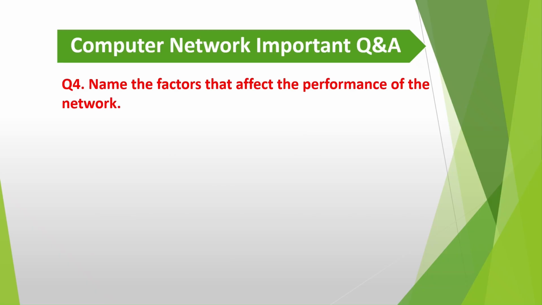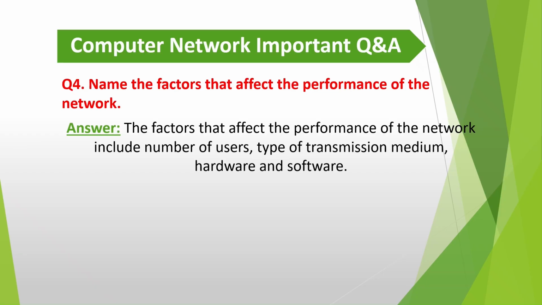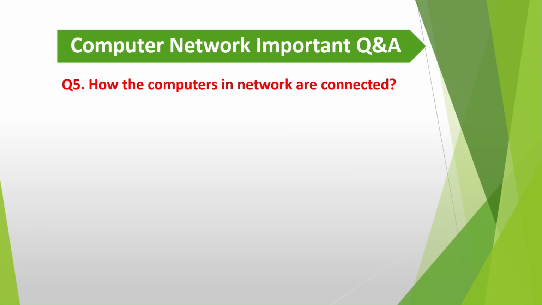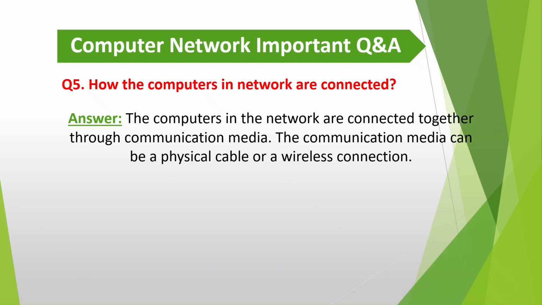Question 4. Name the factors that affect the performance of the network. Answer. The factors that affect the performance of the network include number of users, type of transmission medium, hardware, and software. Question 5. How the computers in network are connected. Answer. The computers in the network are connected together through communication media. The communication media can be a physical cable or a wireless connection.